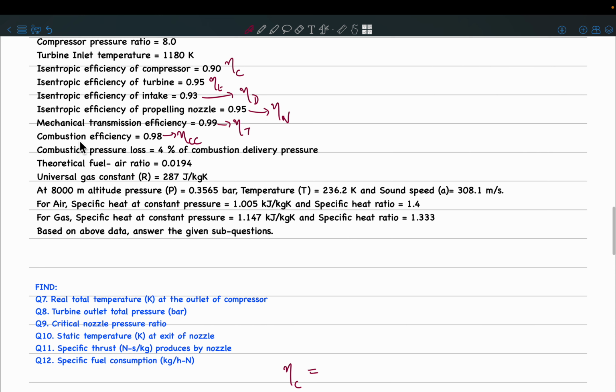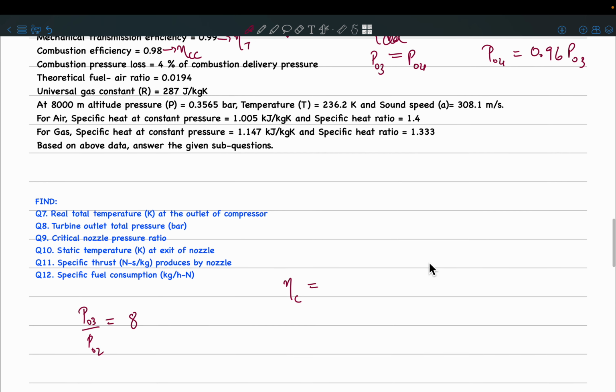In the combustion chamber we usually assume that the pressure remains constant, but now they have given that there is some combustion pressure loss also. If you start at P naught 3, ideally you would assume that P naught 3 is equal to P naught 4, right? But now there is a loss. So what is that loss? P naught 4 will be 0.96 times P naught 3. Is this clear? Okay, so all these values are given.